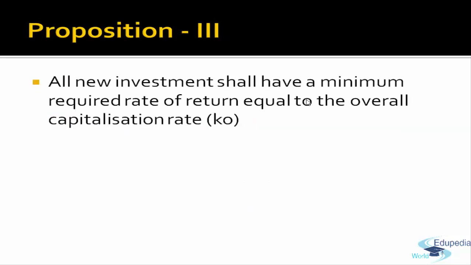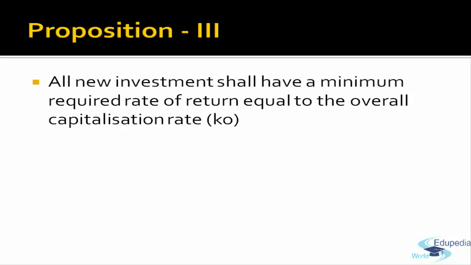And now proposition 3. Proposition 3 provides a rule for optimal investment policy by the firm. It defines the cutoff rate. It says that whatever investment the company is making should be at least over and above the cutoff rate. And what is the cutoff rate? This is the overall capitalization rate of the company. So whatever investment the company is doing should at least earn or give a return equal to the KO.